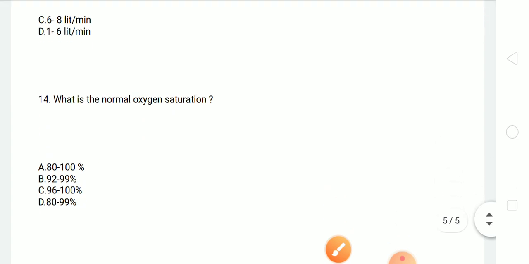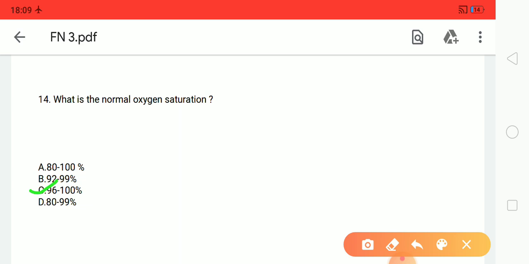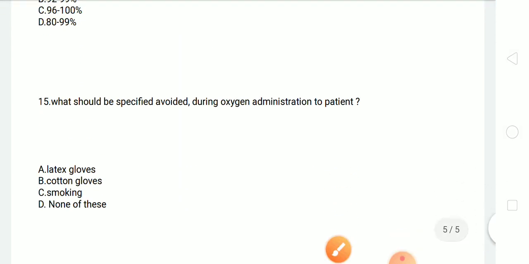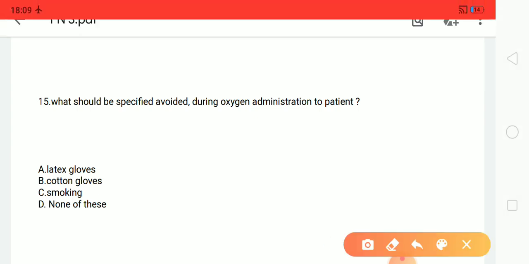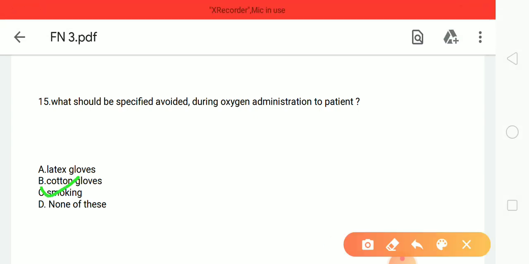Next question, what is the normal oxygen saturation? The correct option is 96 to 100%. Option C is correct. Next question, what should be specifically avoided during oxygen administration to a patient? The correct option is smoking, because smoking can cause combustion and this may be a threatening condition. So option C is right.